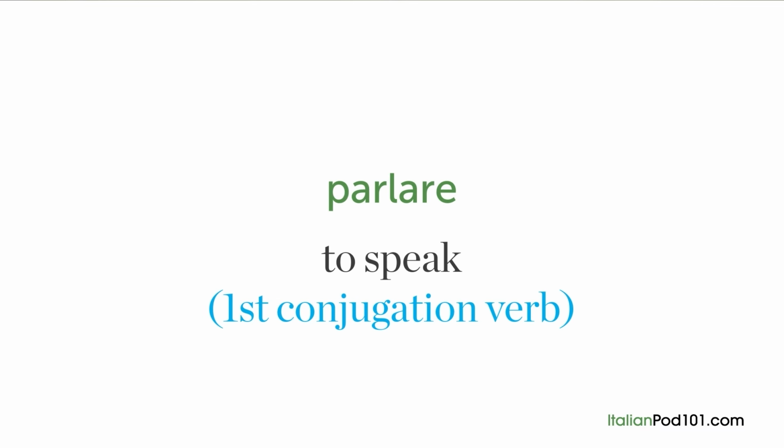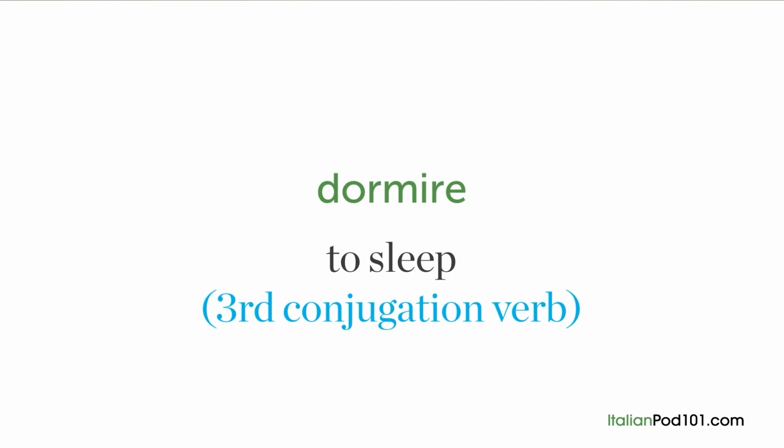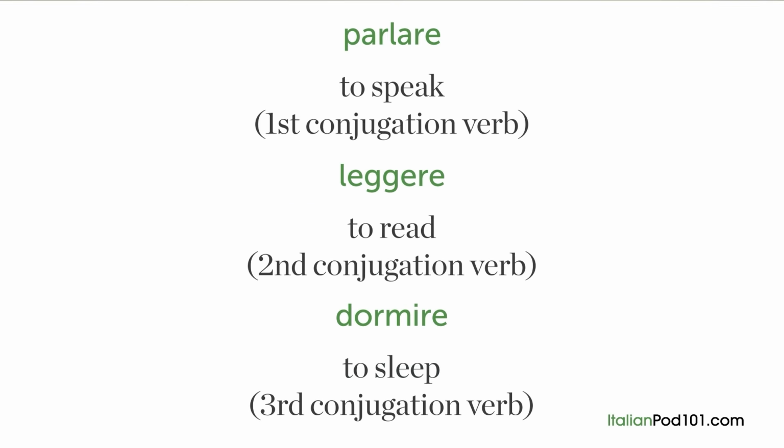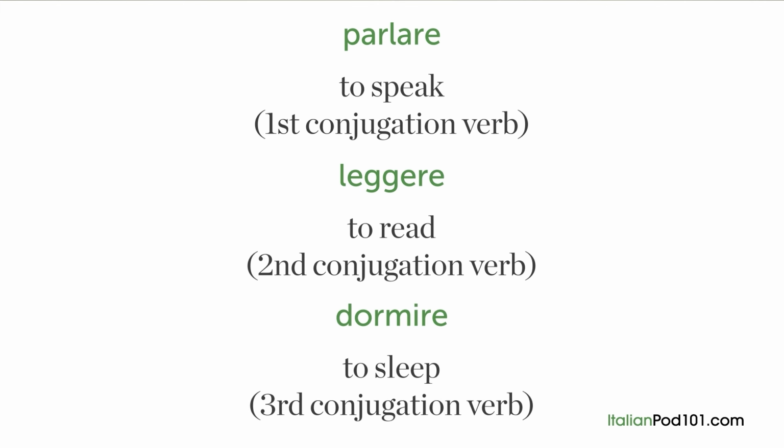Verbs of the first conjugation end in are, for example, parlare, meaning to speak. Verbs of the second conjugation end in ere, for example, leggere, meaning to read. Verbs of the third conjugation end in ire, for example, dormire, meaning to sleep. Each group has a different and regular conjugation pattern. Even if there are a lot of irregular verbs, most Italian verbs follow one of these three systems of conjugation.